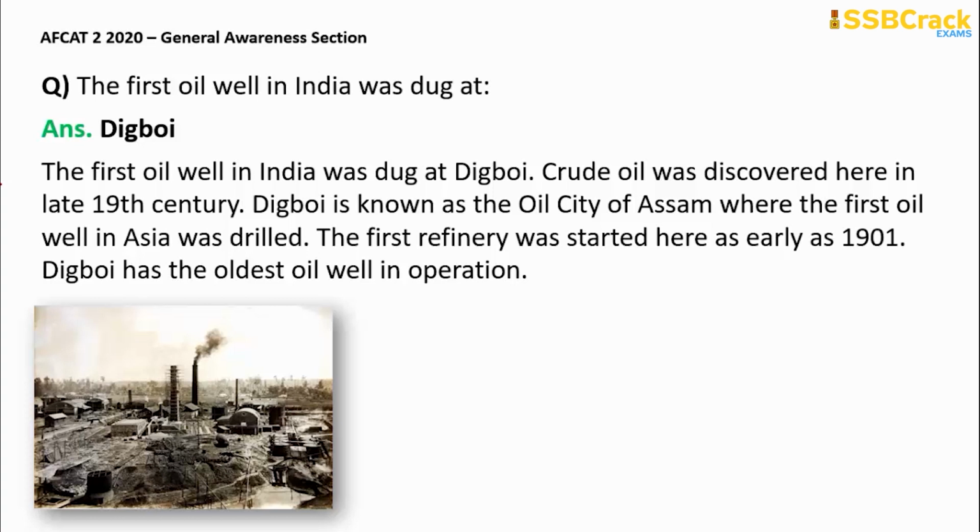Digboi is the oldest oil well in India. The first oil well in India was dug at Digboi. It is in Assam. The crude oil was discovered here in the late 19th century. It is known as the oil city of Assam, where the first oil well in Asia was drilled. The first refinery was started here as early as 1901, and it has the oldest oil well in operation.